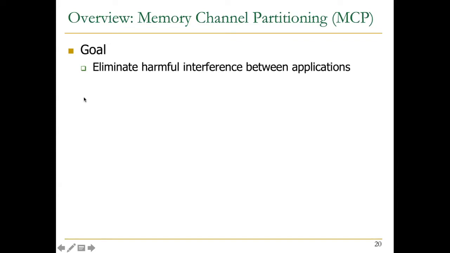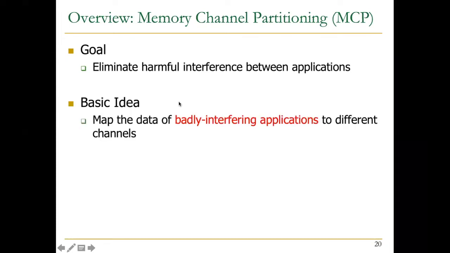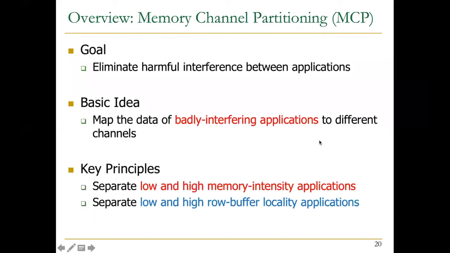So basically, we would like to eliminate harmful interference between applications. The basic idea is to map the data of badly interfering applications to different channels. And we're going to make use of two key principles. These are key principles developed by this work, but they were actually proposed by earlier work. Basically, they're applied to memory channel partitioning in this work. We want to separate low and high memory intensity applications such that a high memory intensity application doesn't interfere with a non-intensive application in the same channel, exploiting an insight that was in prior work, as you can see.